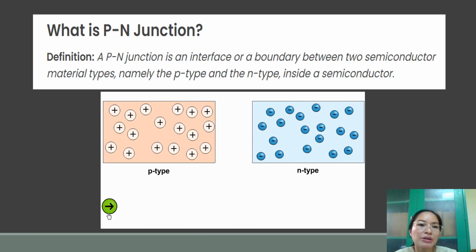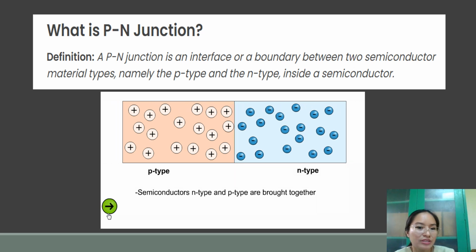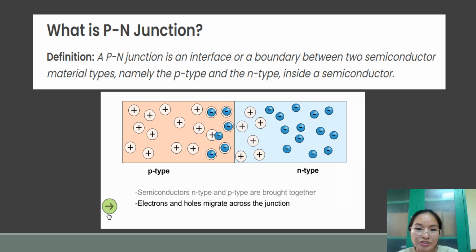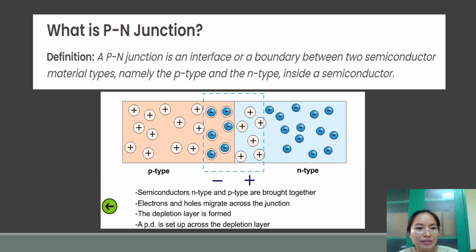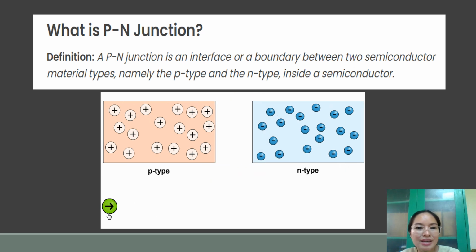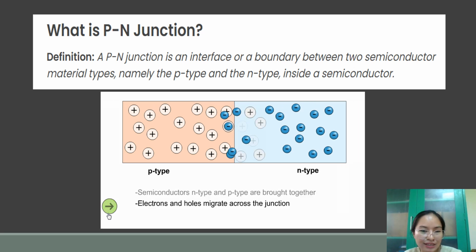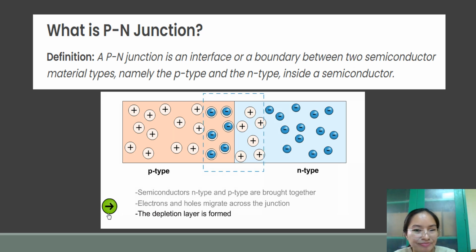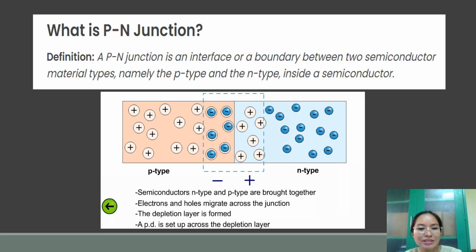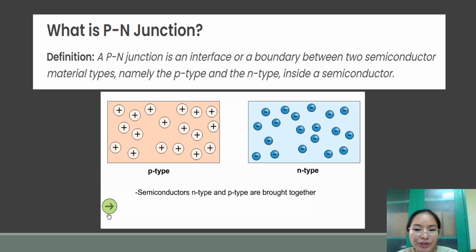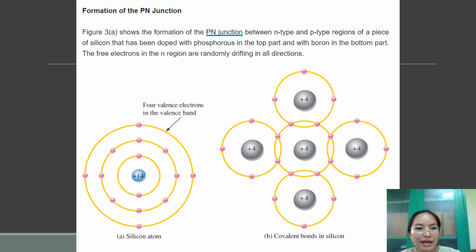Now, there is what we call the p-n junction diode. So, take a look at this GIF. So, what is a p-n junction? It is an interface or a boundary between two semiconductor materials, namely the p-type and the n-type, inside a semiconductor. You can see that when the p-type and the n-type meet, there is movement of the negative and the positive carriers. They can migrate, and the point where they migrate is called the depletion layer.